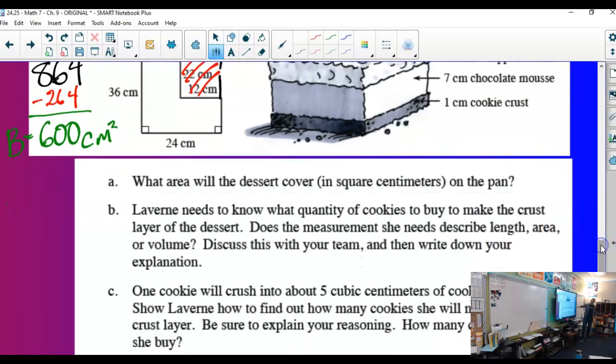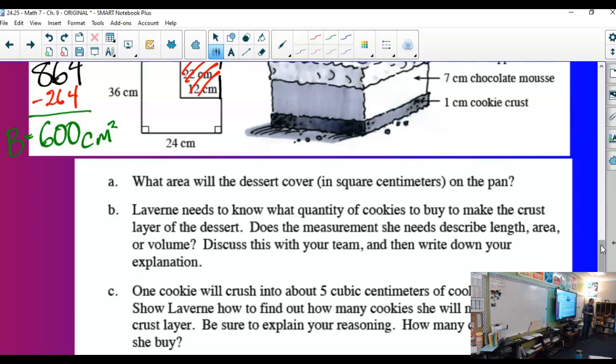Alright, so now Laverne needs to know the quantity of cookies we're going to buy. And guys, legit, I know you're like, I could just buy plenty, and then I'll have leftover cookies. I get it. But if you're running a business, and you're trying to keep your costs down, or you want to match things up and not just have a bunch of stuff left over all the time, because that's a waste of money. So I need you to calculate the volume of the cookie part.